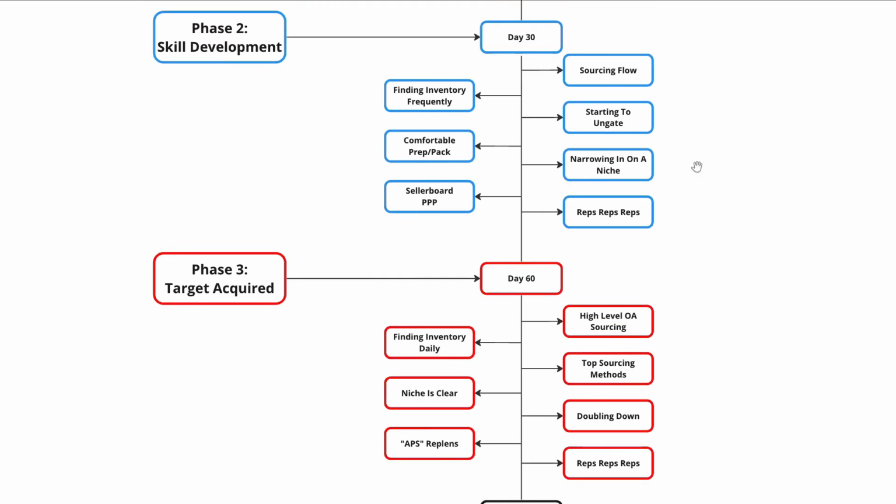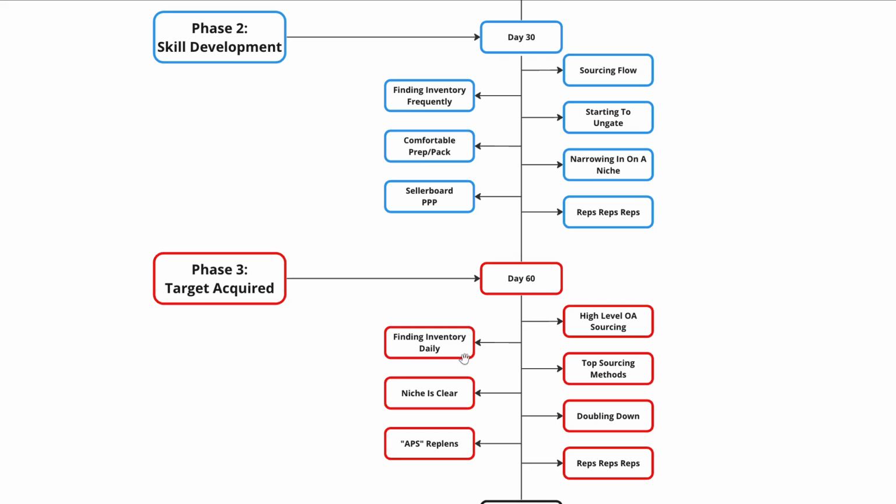So phase three is target acquired. By the beginning of phase three, if you've been sourcing every single day, there is no way that you are not high level when it comes to online arbitrage sourcing. If you've been putting in the work every single day for the last 60 days, you're going to know more about product sourcing and reading keeper graphs than the majority of people who are trying to figure this out. Okay, you're going to know a lot because you've been sourcing every single day.